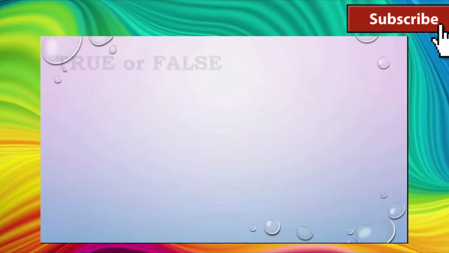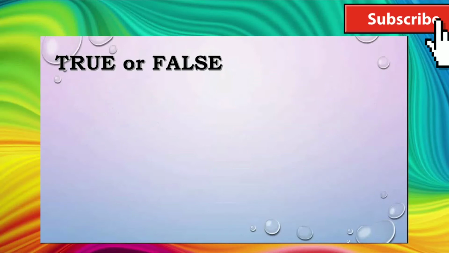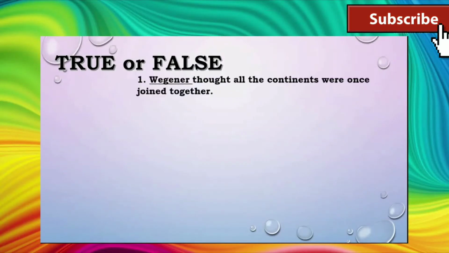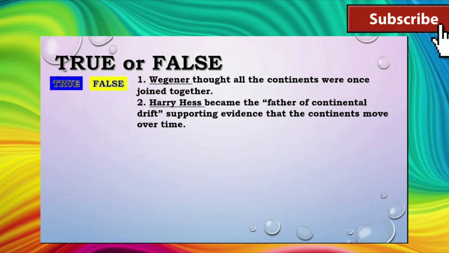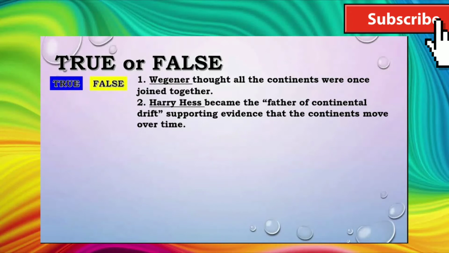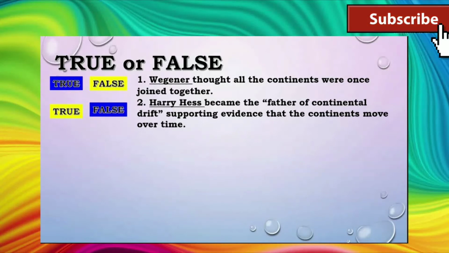In your previous lesson, you have learned the continental drift theory of Alfred Wegener. You're going to answer the following questions with true or false. Identify if the underlined word makes the statement right or wrong. Number 1. Wegener thought all the continents were once joined together. Is this true or false? Yes, the answer is true. Number 2. Harry Hess became the father of continental drift, supporting evidence that the continents move over time. Is this true or false? The answer is false because the underlined word must be Alfred Wegener.